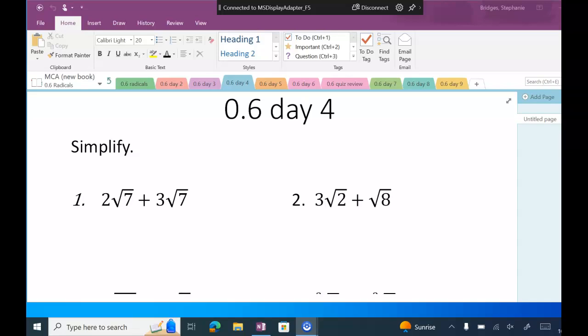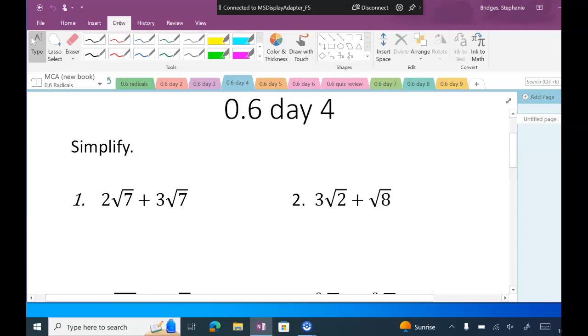So if I take a look at number 1, we'll start real easy. 2 square roots of 7 plus 3 square roots of 7. Do I have the same index and same radicand? Yes. So I can add these together, and all I do is I add the coefficients. So basically just do 2 plus 3, which gives me 5, and that square root of 7 is going to stay the same. Okay, we don't change the number under the radical.